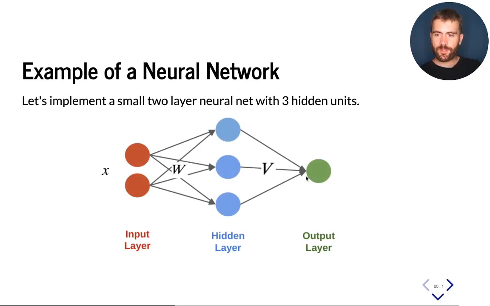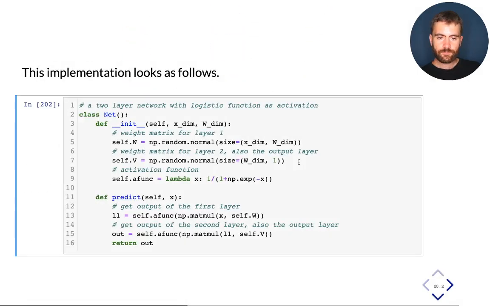We can implement this quite easily in Python. Suppose that we have a simple neural network with a two-dimensional input, 3 hidden units, so 3 hidden neurons, or one hidden layer of size 3, and then a final output layer. We can implement this in Python quite easily.